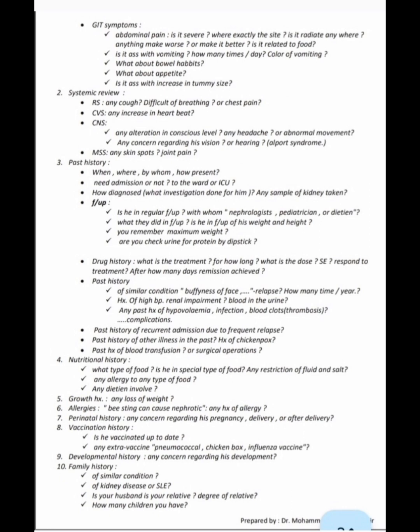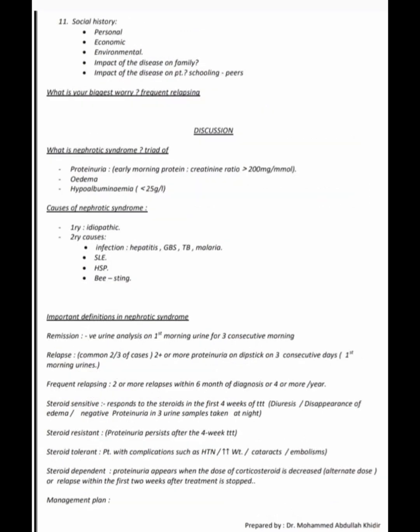Number 10 is family history. What do we ask in family history? Similar conditions, kidney disease or SLE. Is your husband your relative, what degree of relative, how many children do you have? Number 11 is social history. Social history includes personal history, economic history, environmental history, impact of the disease on family and impact of the disease on the patient, schooling, peers, we ask.